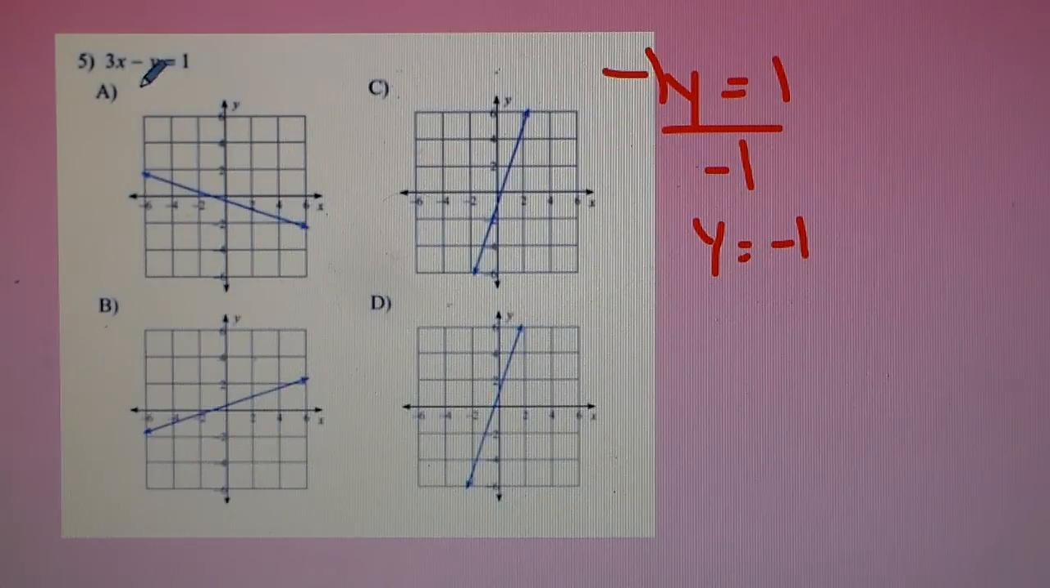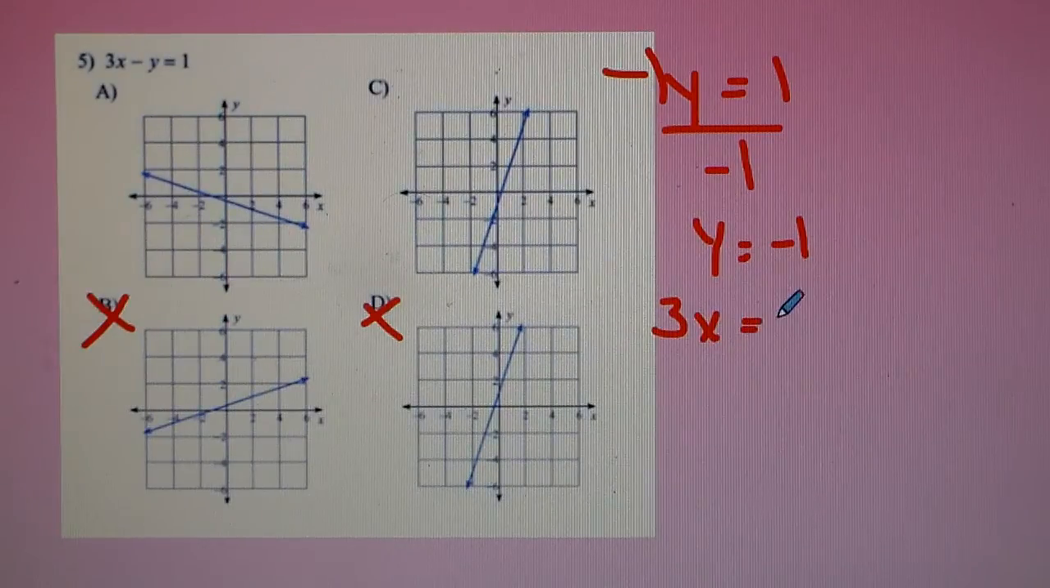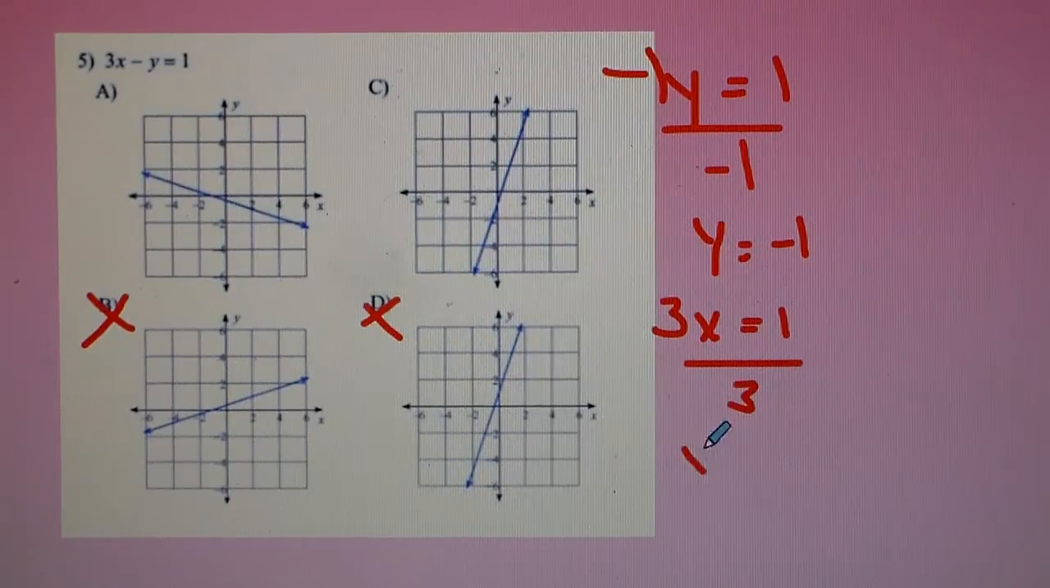We could look at each one of our answers. A, it doesn't look like it crosses -1. C, it does look like it crosses -1. B, it does not cross at -1, so we know it's definitely not B. And it's definitely not D because the y-axis doesn't cross at -1. So it's either A or C. Next, we go to our x's, and it's 3x equals 1. Divide both sides by 3, and we get x equals 1/3. Look at A. Well, it doesn't cross at x equals 1/3 right there, so it can't be A. And it looks like it does cross at 1/3 for C. So our answer is C.